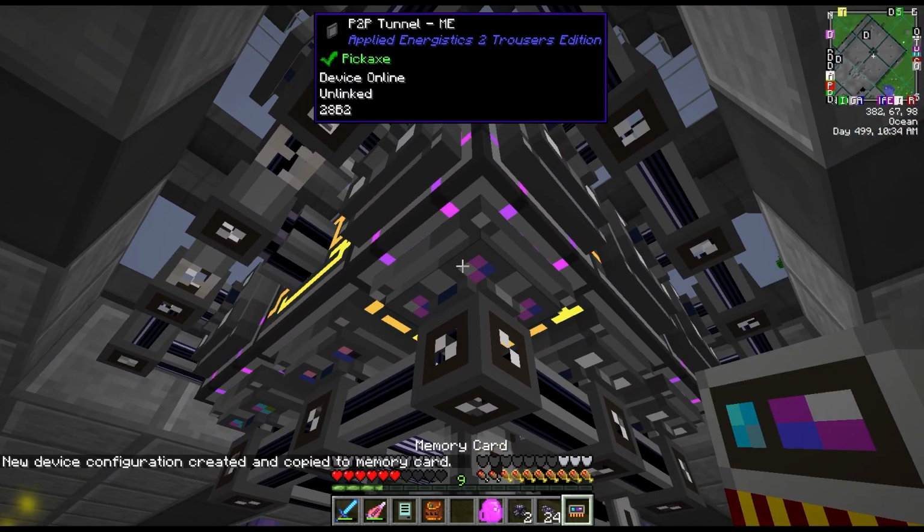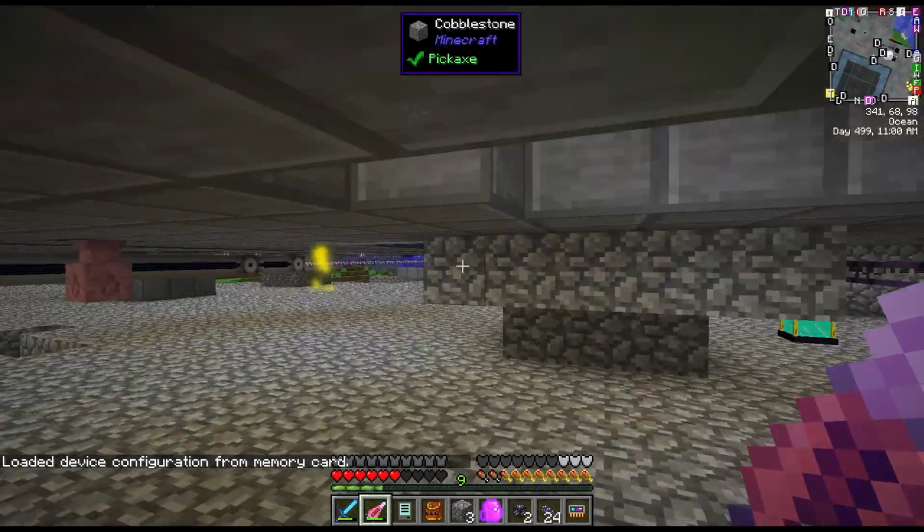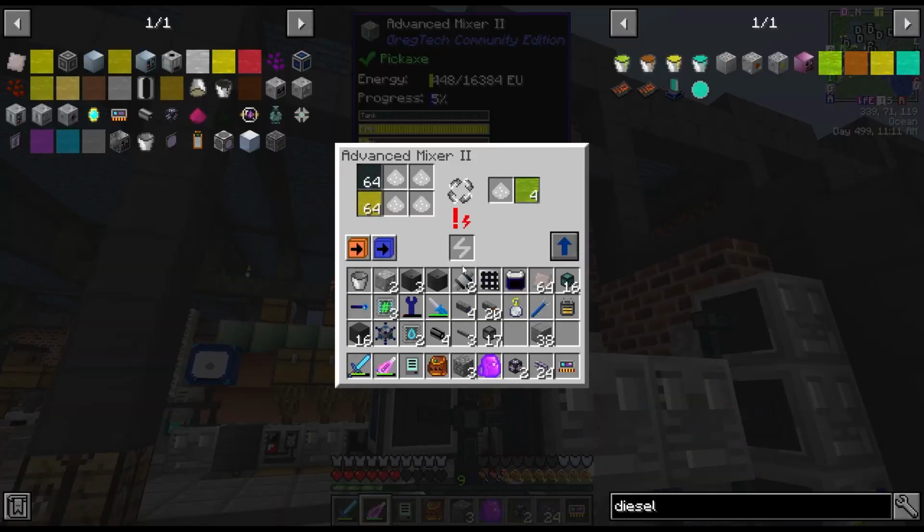So we're going to link this. And right click the other side. This should give it a channel. There we go, device online. So now this should start filling with diesel. Which it is. This is working very nice.